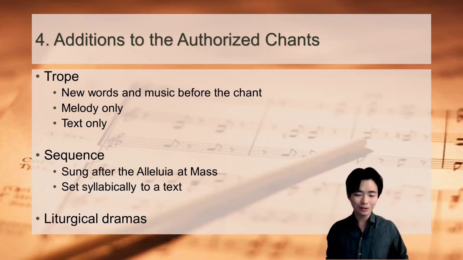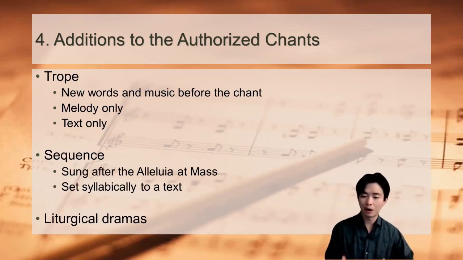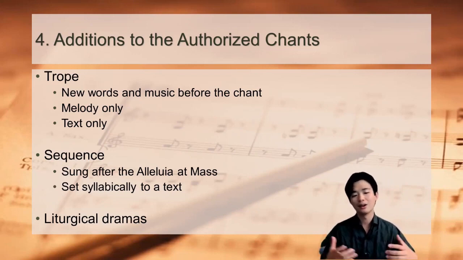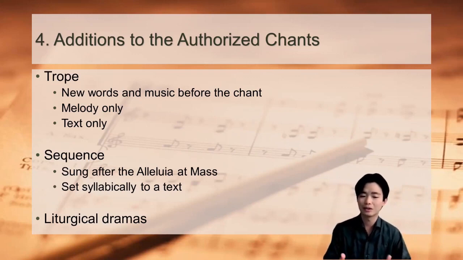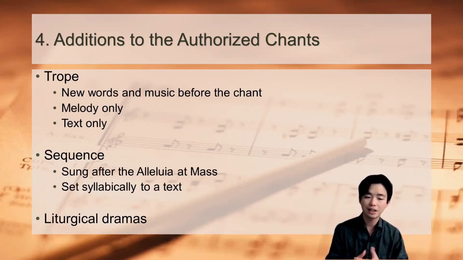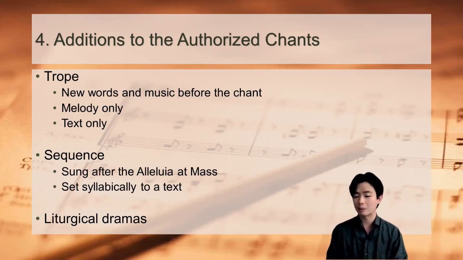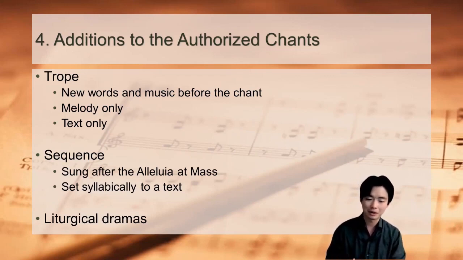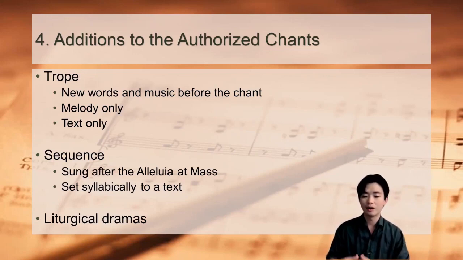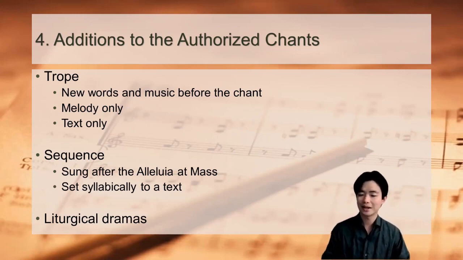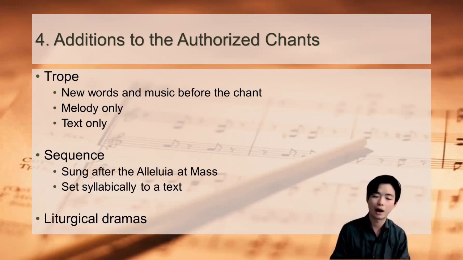The second one is a sequence. The sequence was a genre popular from the late 9th through the 13th century in the regions including France, England, Germany, Switzerland, northern Italy, and Spain. Sequences are sung after the Alleluia at the Mass and are set syllabically to a text that is mostly in couplets. Early sequences are in prose, later ones more often poetic with regular meter and rhyme.